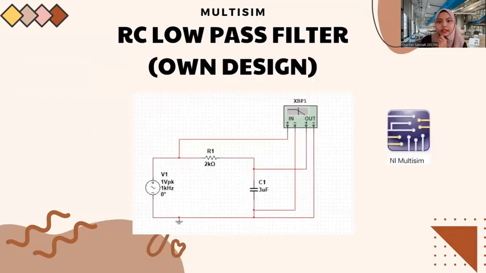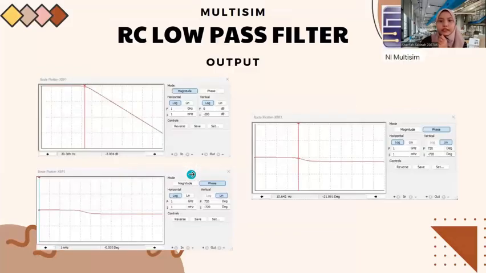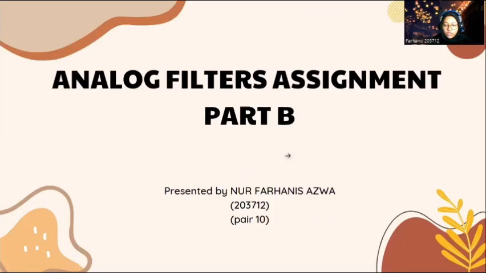And next, in Multisim, I create the RC low pass filter design, where I set the resistor to 2 kilo ohms and the capacitor to 3 microfarads. And this is the output that is given.